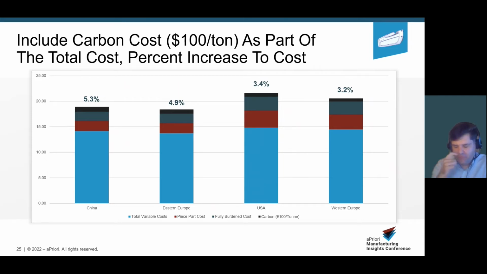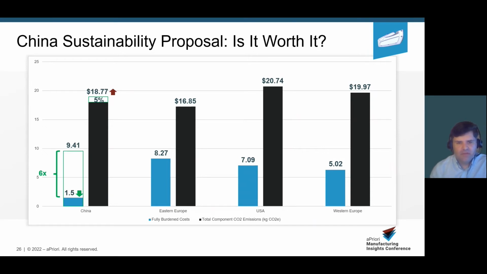And then, as we were talking to our supplier in Canada, they're like, wait, I didn't realize carbon was that important to you. Let me go out and see if there's something I can do. So they went out and they said, okay, well, I can increase my price 5%. So I go up to $18.77, and that allowed me to drop my CO2 6x. So from going from 9.4 to 1.5 kilograms per part. Do I keep my business with you?